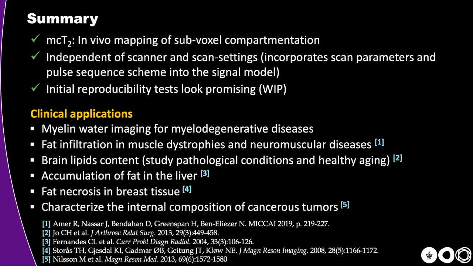Reproducibility tests look promising, and for the clinical application, there are so many clinical applications for every part of the body, ranging from myelin water imaging. We're looking at fat infiltration into the muscle in neuromuscular diseases and muscular dystrophies. We're looking at brain lipid content, either in pathological conditions or in healthy adults. We plan to look at accumulation of fat in the liver, fat necrosis in breast tissue, internal composition of cancerous tumors, and more.